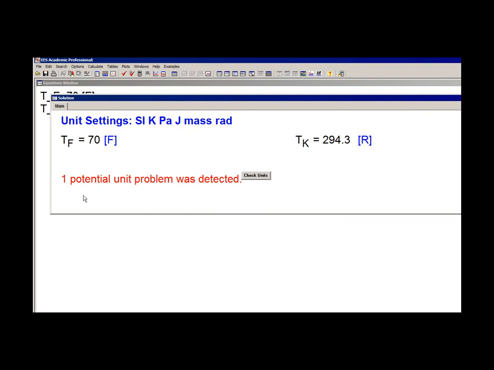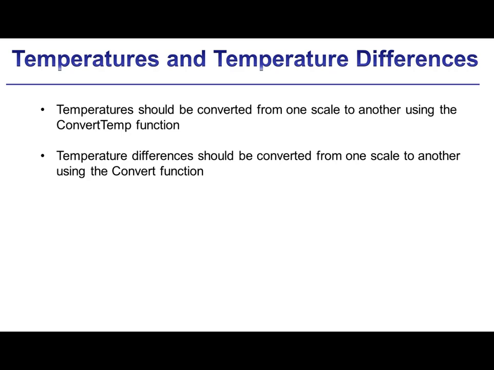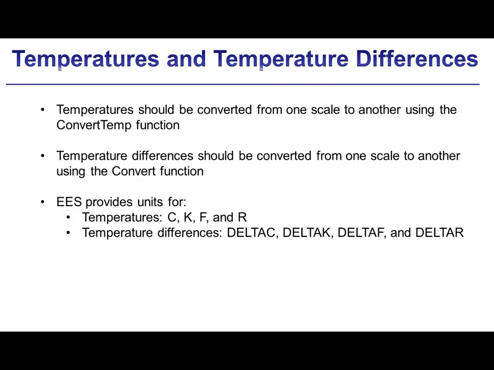So there can be confusion in temperature units because sometimes you're interested in converting a temperature difference from one scale to another. And if that's the case, then you would not use the ConvertTemp function, but rather you would use the convert function. So for example, if I wanted to convert a temperature difference from degrees Celsius to Fahrenheit, I would use convert C, F. So for clarity, EES does provide temperature difference units, delta F, delta C, delta R, and delta K. And it's best practice to use these to make it clear what you're actually talking about.